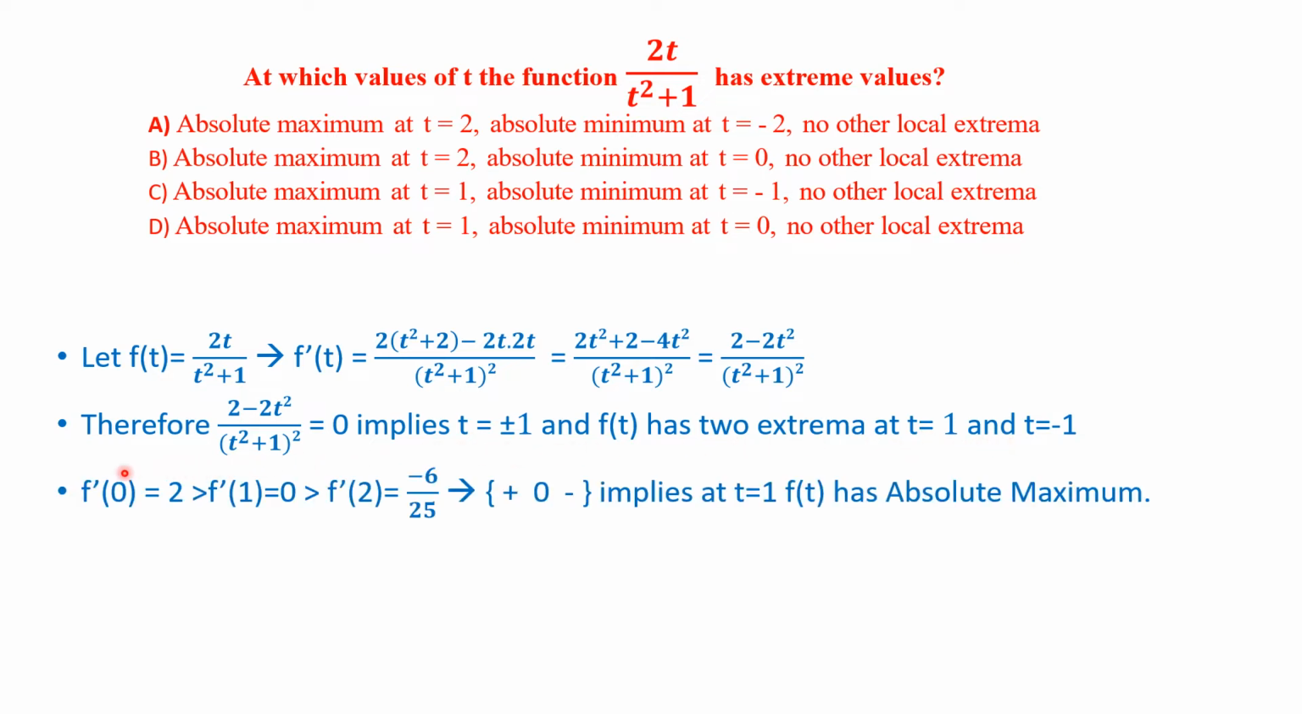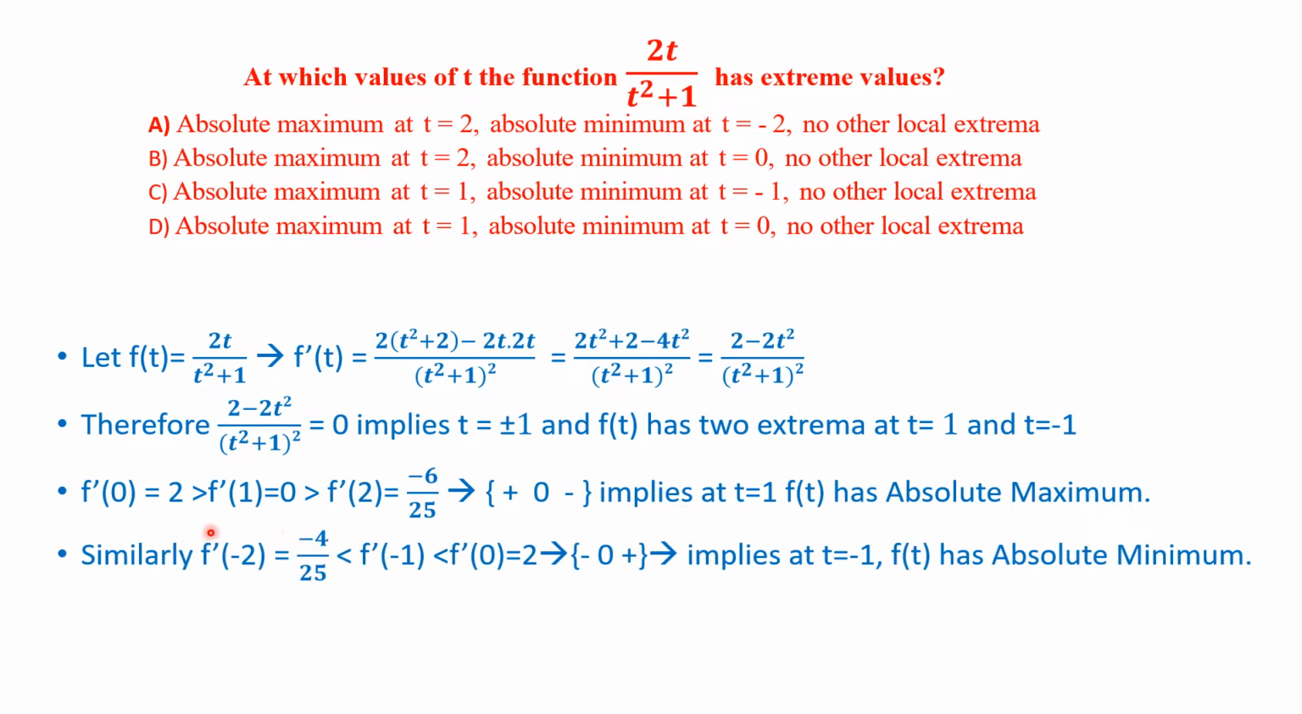So if we evaluate to the left of 1, f prime of 0, we will figure out that it is equal to 2. That means it is a plus. And then f prime of 1 obviously has to be 0. And then to the right of 1, there is f prime of 2, and its value is negative. So we have a plus, 0, and minus. This implies that at t equal to 1, f of t has an absolute maximum.